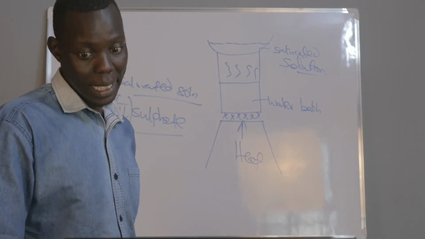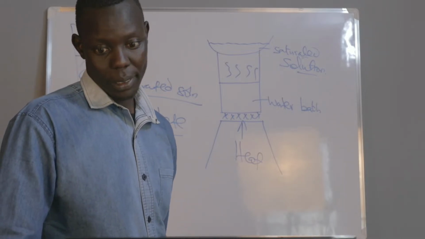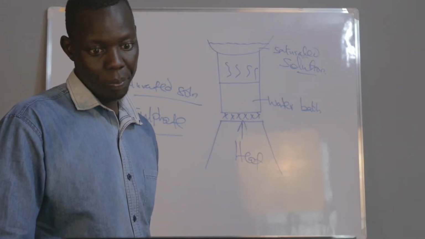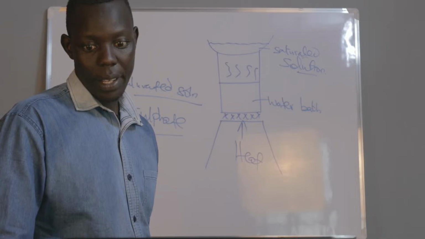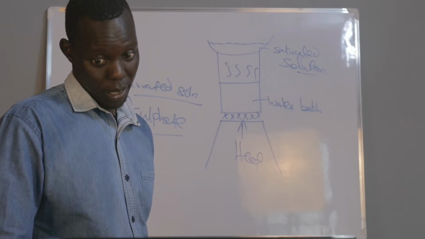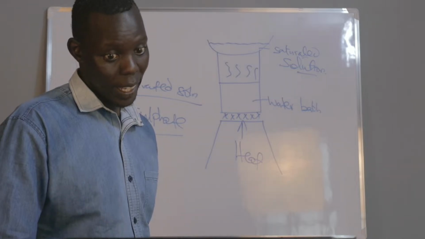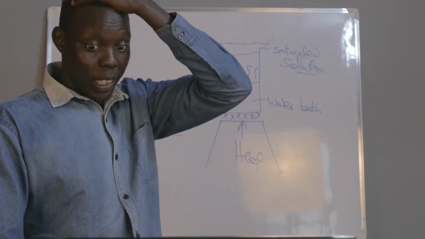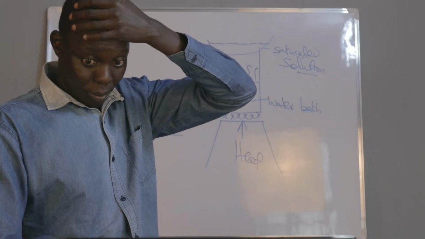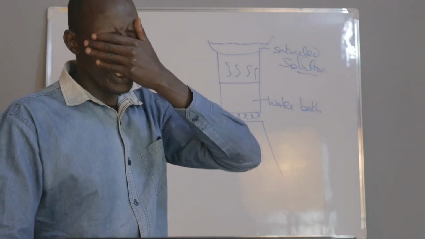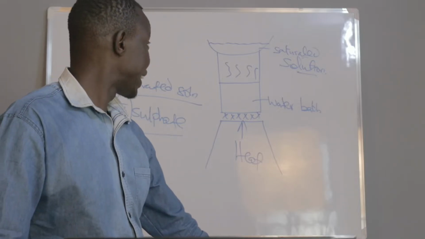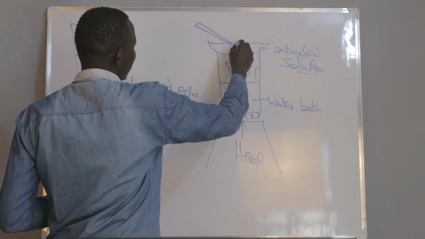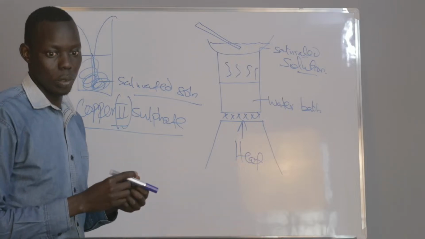We need gentle heating, so that, first of all, the solution does not spit out. If you heat directly, it spits out. Also, if you heat directly, the evaporating dish will break. Now, we don't heat the solution to dryness. We always heat the solution while using a glass rod.